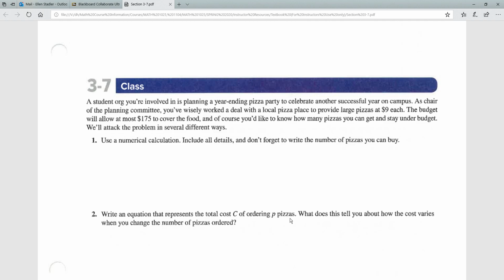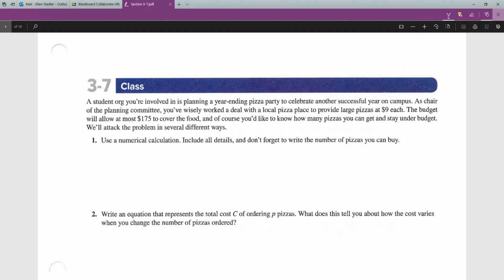Number 1 asks us to use a numerical calculation. Include all the details and then don't forget to write the actual number of pizzas you can buy. So what do we know? We know that we have $175. And I know it costs how much per pizza? It costs $9. So let's divide that by 9. Use your calculator now. 175 divided by 9 is about 19.4.